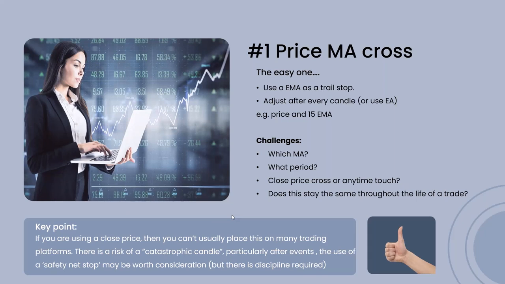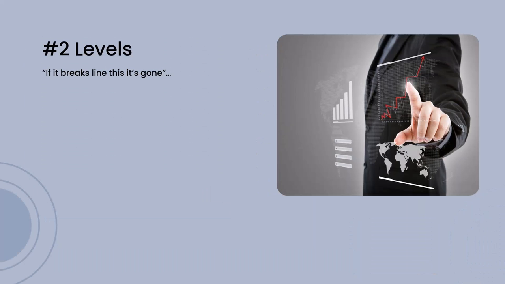And often, if you use other trail stop methods, you may well choose to have a safety net stop in as well, which is based on a price EMA cross touch. Levels are really important. Obviously, levels are, if it breaks this line, it's gone. There are a number of different alternatives. We can use retracement levels.